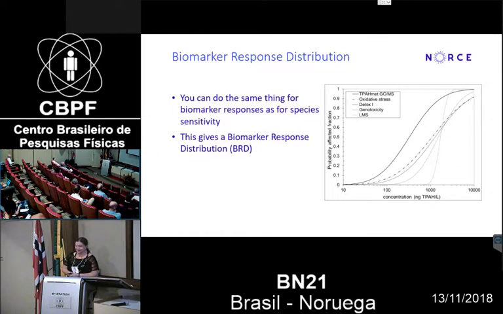The biomarker response distribution is basically exactly the same thing as your species sensitivity distribution, except you're using biomarker responses. And these are the things that change in organisms when they are exposed to chemicals. So you have things like oxidative stress, and you have biomarkers, chemical analyses. All of these can be measured in a lab setting, and you can plot this cumulative sensitivity to different biomarker responses in the same way as whole organism species sensitivity. And that gives you what we call a biomarker response distribution instead of a species sensitivity distribution.